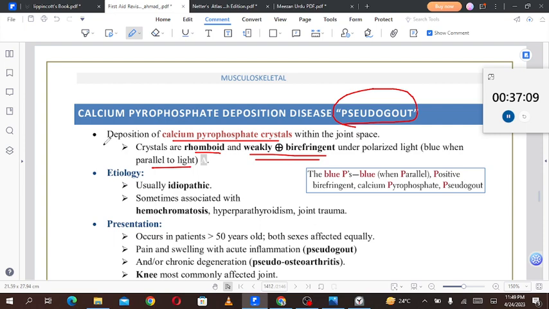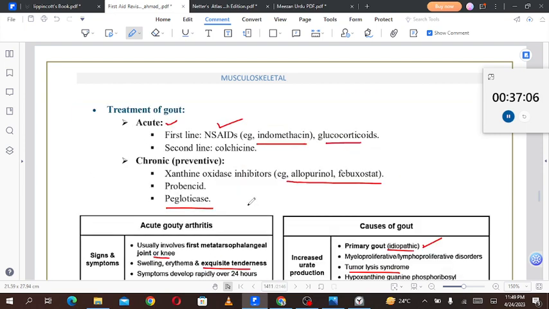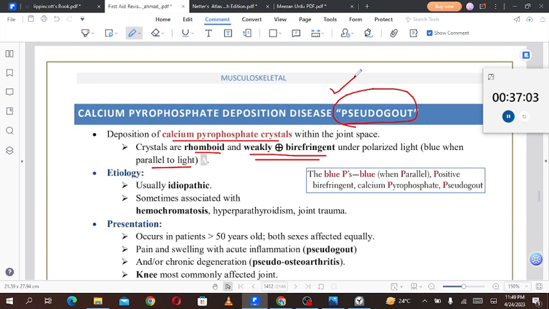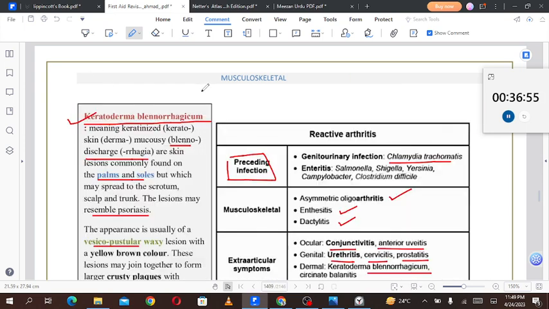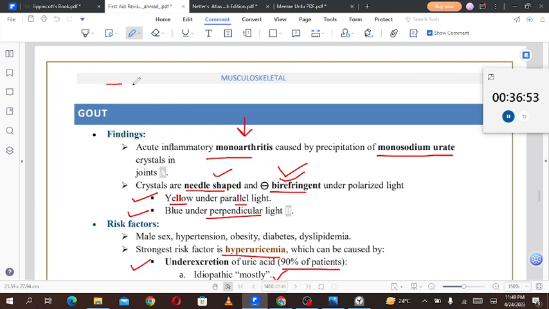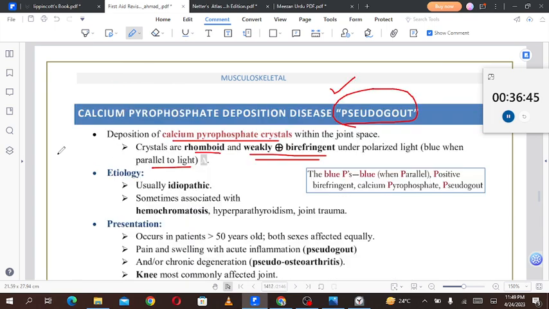Gout is yellow when parallel to light, and the opposite is true for pseudogout, which is blue when parallel to light. Remember gout, and remember pseudogout is opposite to that. In gout you find needle-shaped crystals. A needle looks something like this, and that is negative birefringence as well. So the needle is for the negativity in gout, and a rhomboid looks something like this. A rhombus is a structure like this. If you join the edges of the rhombus, it will become a positive sign like this.